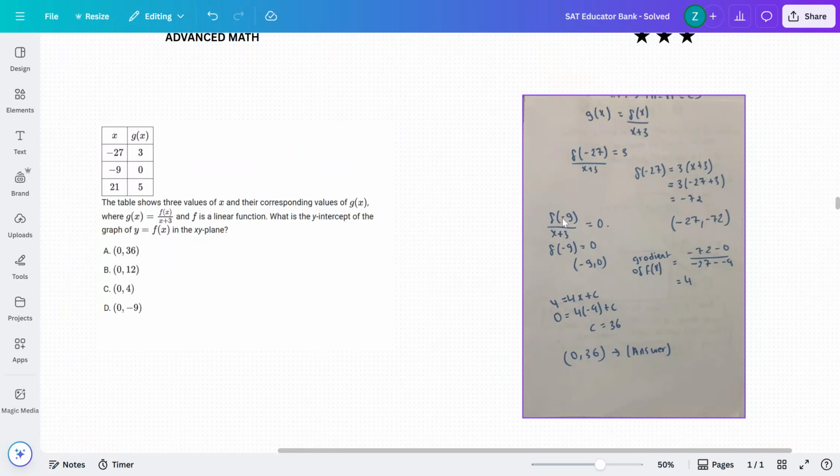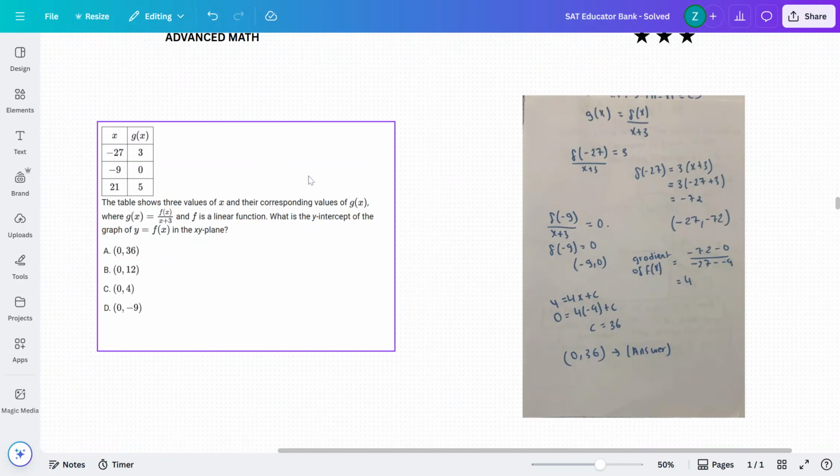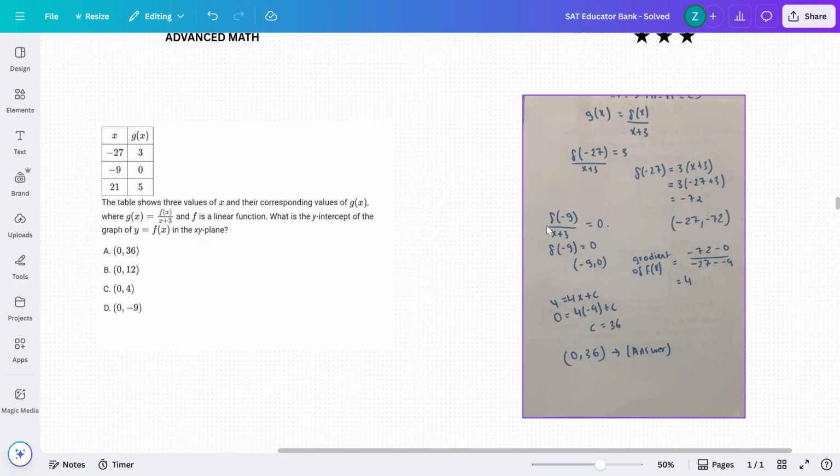And then over here, we're doing the same thing, but now we're putting in minus 9 over x. So f of minus 9 over x plus 3 is equal to 0. Obviously here, I've just substituted in the values that I've been given. Now, 0 times x plus 3, so timesing x plus 3 by both sides, I still have a 0. 0 times any number is a 0. So f of minus 9 is equal to 0. So now I've got my x-intercept, which does not matter. Minus 9, 0. Now I've got two coordinates.